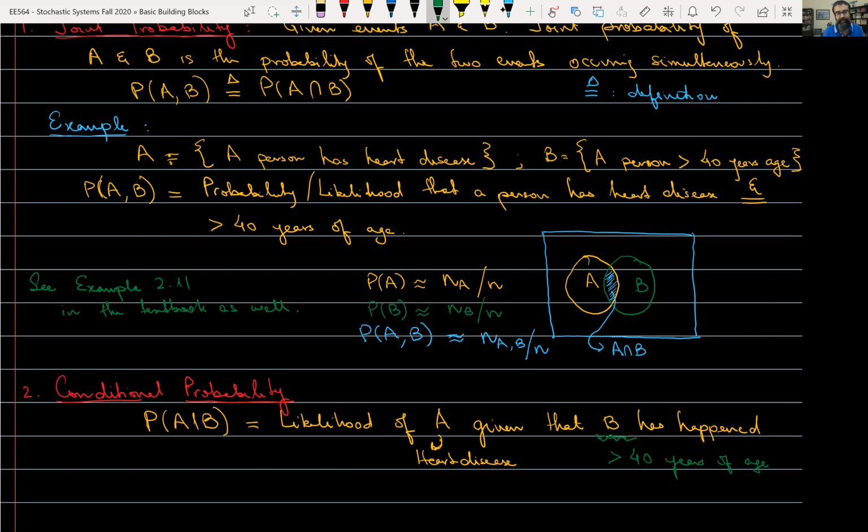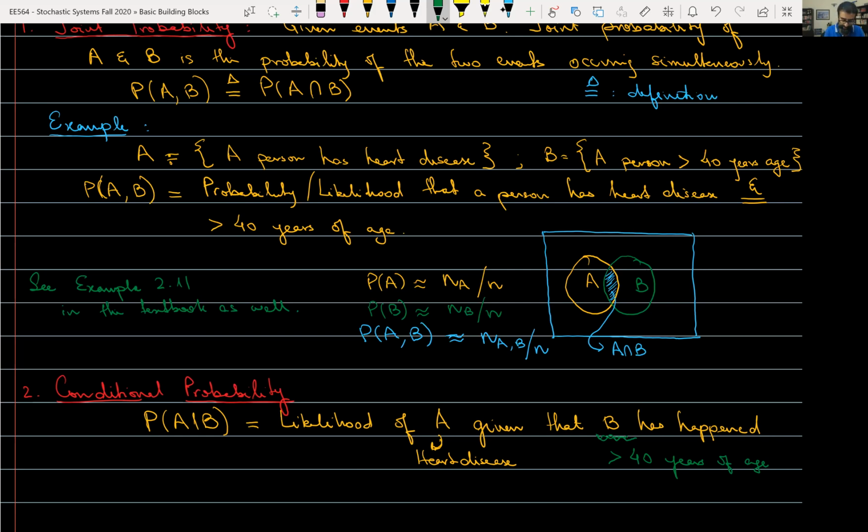So essentially, if I go back to the previous example of 40 years and heart disease, the probability of A given B would actually mean what is the probability that a person has heart disease given that that person is above 40 years of age. So in other words, when you're talking about conditioning, you're reducing your attention to a subset of the sample space. Okay, when you say some event has already happened, you're not looking at the entire sample space anymore, but rather concentrating your attention on a reduced set or a subset of the sample space.